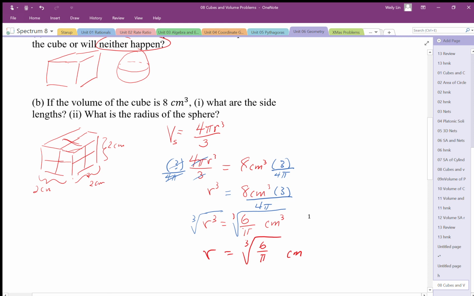So if I work that out on my calculator again, I'm going to have cube root of 6 divided by pi. And that gives me about 1.25. It's approximately equal to 1.25 centimeters. So the diameter would be about 2.5. My diameter has to be bigger than this cube because it has to have the same volume.